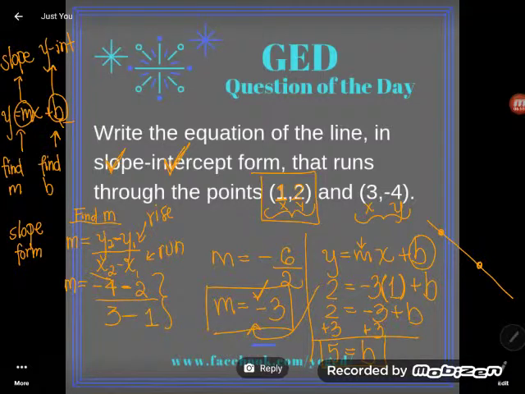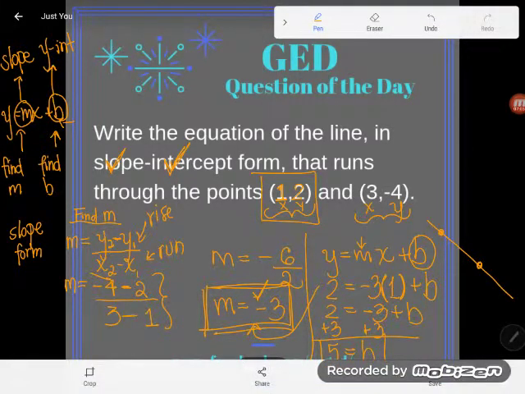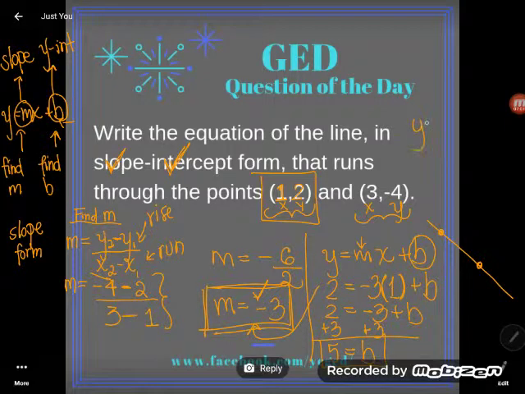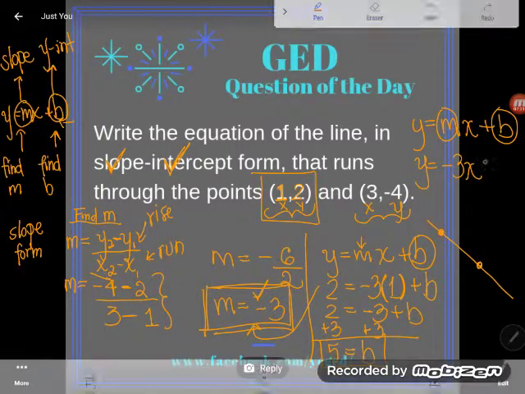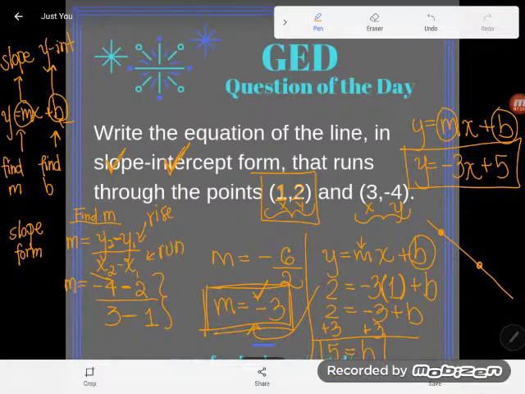So now I know my b, my y-intercept. I know my m, my slope. I have everything I need to write the equation of a line. So let's go back. The equation of a line in slope-intercept form is y equals mx plus b. To turn it from a generic into a specific, you need to fill in your m and your b. Well, now that I know what they are, I can. My m is -3. My b that I found was +5. And so the equation of my specific line is y equals -3x plus 5.